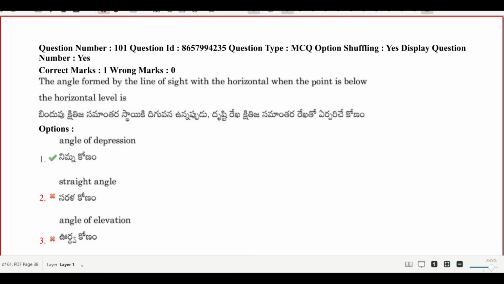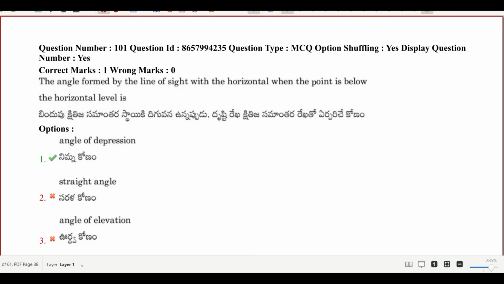Angle formed by the line of sight with the horizontal line when the point is below the horizontal level. Okay, this question is from the 10th class Application of Trigonometry chapter. So here we are asked to find the angle formed by the line of sight with the horizontal line when the point is below the horizontal level.